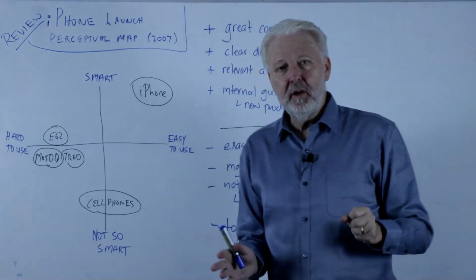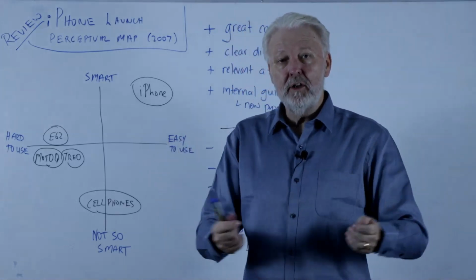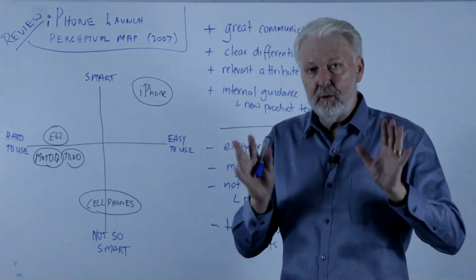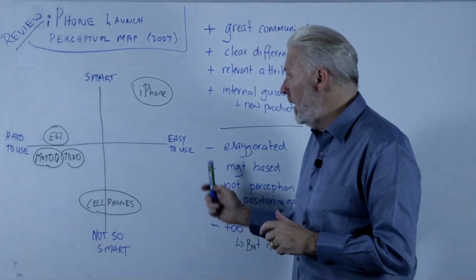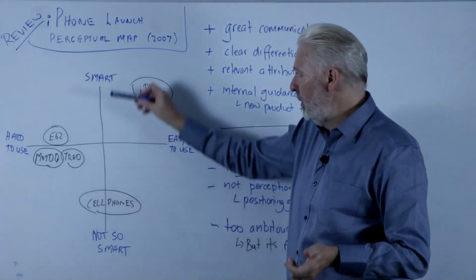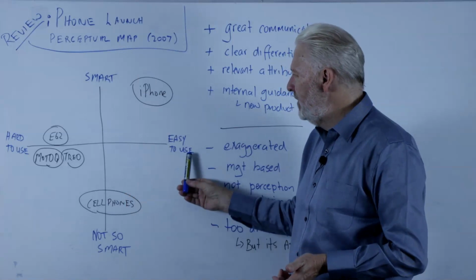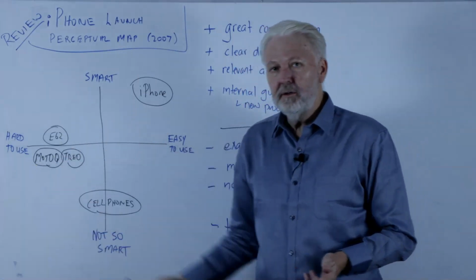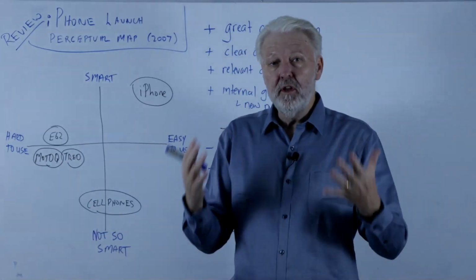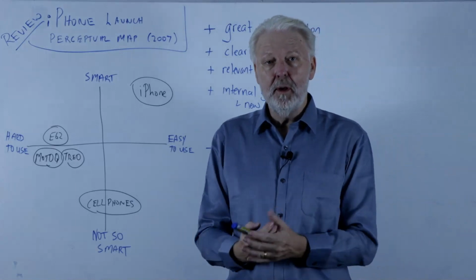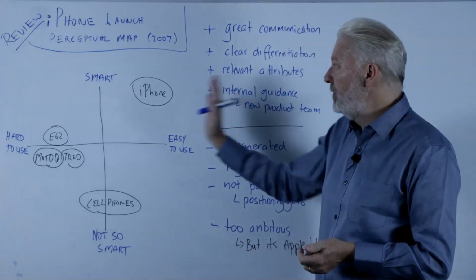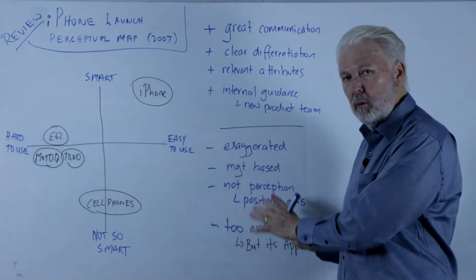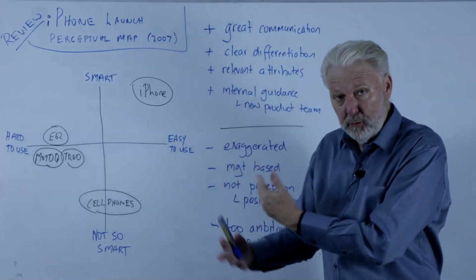Okay, as we can see, he used the map as part of his Apple iPhone launch, the very first iPhone. And it's this one here, as we saw: smart, not so smart, easy to use, hard to use. My purpose of this video is to review that perceptual map and work out what was good about it and what was perhaps concerning or could be improved.